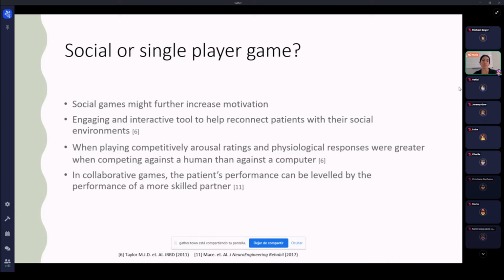In addition, some studies have suggested that when playing competitively, the arousal ratings and the physiological responses were greater when competing against a human than when competing against a computer. And in collaborative games, the patient's performance can be leveled by the performance of a more skilled partner. There's currently research happening on how to tailor these games so that they can be more effective.